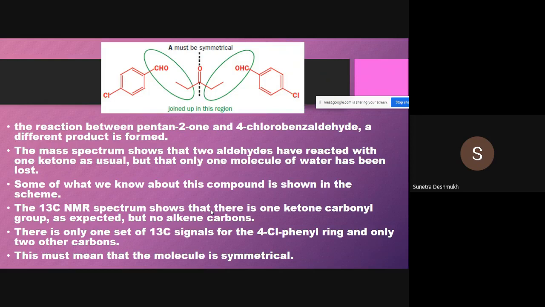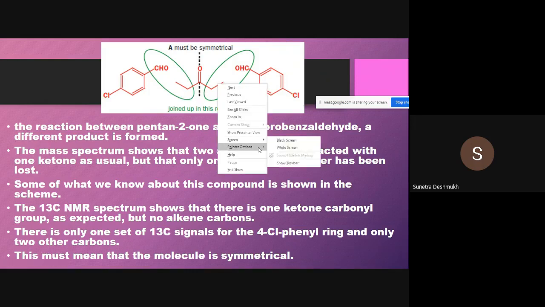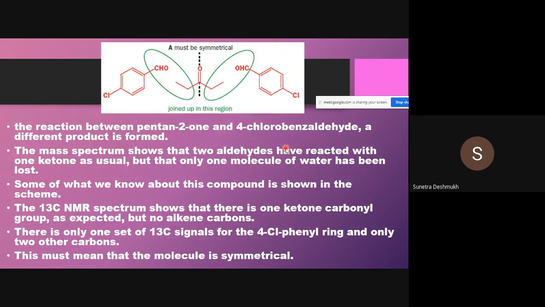Okay, with the help of C13 NMR, we come to know that there is one ketone carbonyl group, but there are no alkene carbons, and only one set of C13 signals for the 4-chlorophenyl ring and only two other carbons. This must mean that the molecule is symmetrical. So we will see now how to deduce a symmetrical molecule on the basis of the proton NMR data.